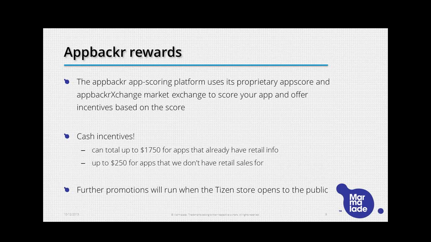And then we had a few questions about what are the appbackr rewards and how do they work. So the initial thing is if you hit the minimum of 7 when you submit your pre-release app build through this Marmalade program, then you can qualify for a free Tizen device subject to availability. But then beyond that, appbackr will be giving out awards based on your scores as soon as your app is up on the store. So, for example, there are cash incentives.